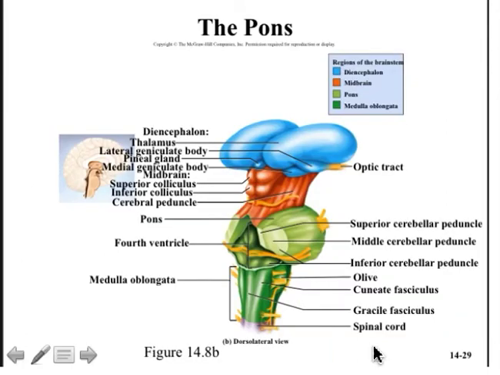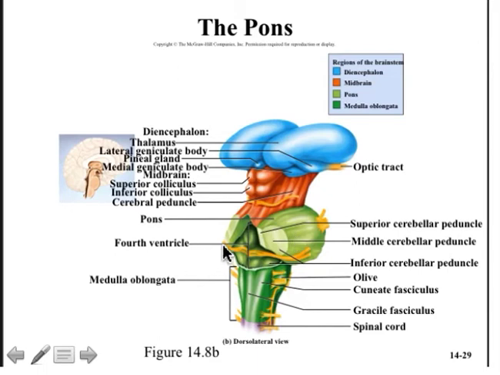The pons is this lime green area of the brainstem which is superior to the medulla oblongata. There are several important structural components of the pons. We want to take note of the superior, middle, and inferior cerebellar peduncles. These are tracts of white matter that connect the pons to other portions of the central nervous system. We'll get into exactly what in just a minute.